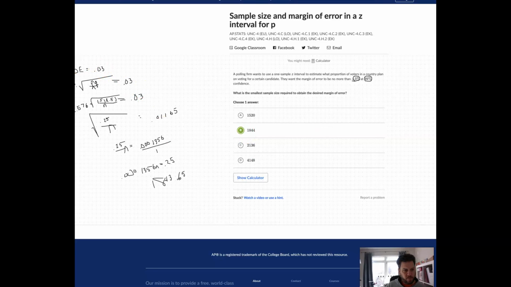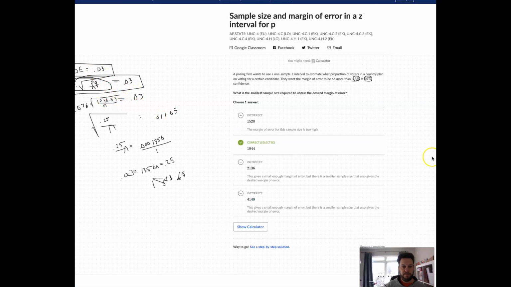So that's one of each kind I wanted to talk through. But in general, start off with your margin of error equals whatever they tell you. Write down what the margin of error is, which is always just the part after the plus minus. And plug in what you know. If you don't know p, you're going to use 0.5. And then you solve from there and do some algebra.